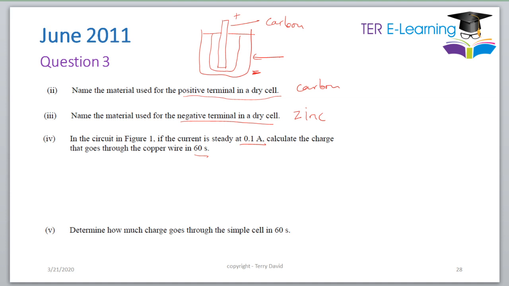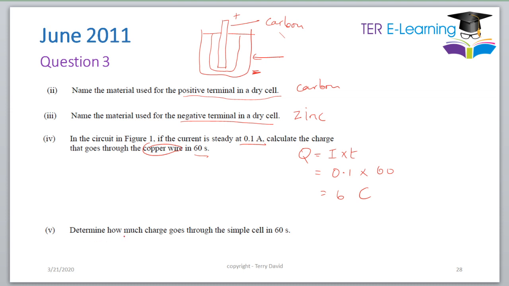Alright, so I've seen Emily and Kendall got 6. Let's see. The formula we're going to use is Q equals I multiplied by t. You'll need to know this formula. This is how we find charge. In this case, the current is 0.1 multiplied by my time, which is 60 seconds. Please note that time is measured in seconds when we're using this formula. So it's 0.1 times 60, which is 6, and that is 6 coulombs. So this is the amount of charge that flowed through the copper wire.